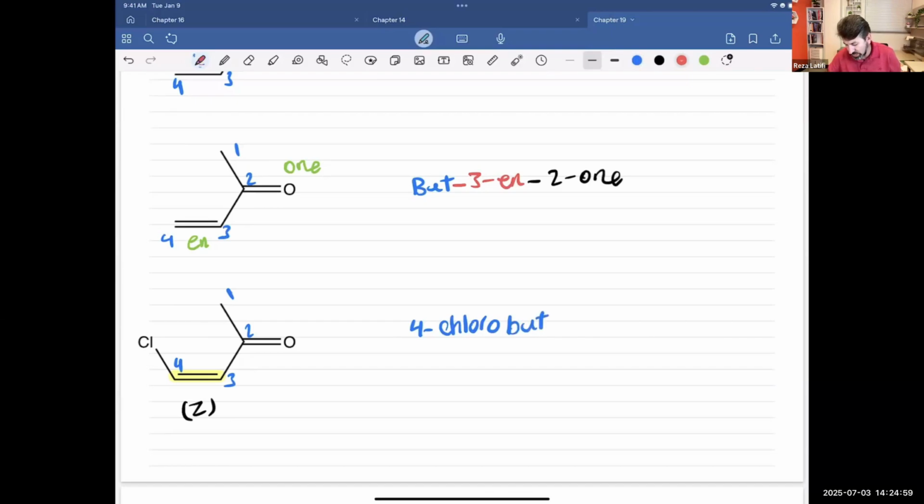It's a butene. On the third carbon, we have a double bond, and the carbonyl group is sitting on the second carbon. But I need to say that it is in the Z configuration, so I'm going to write Z at the beginning of the name, and that's going to fix the problem for me.